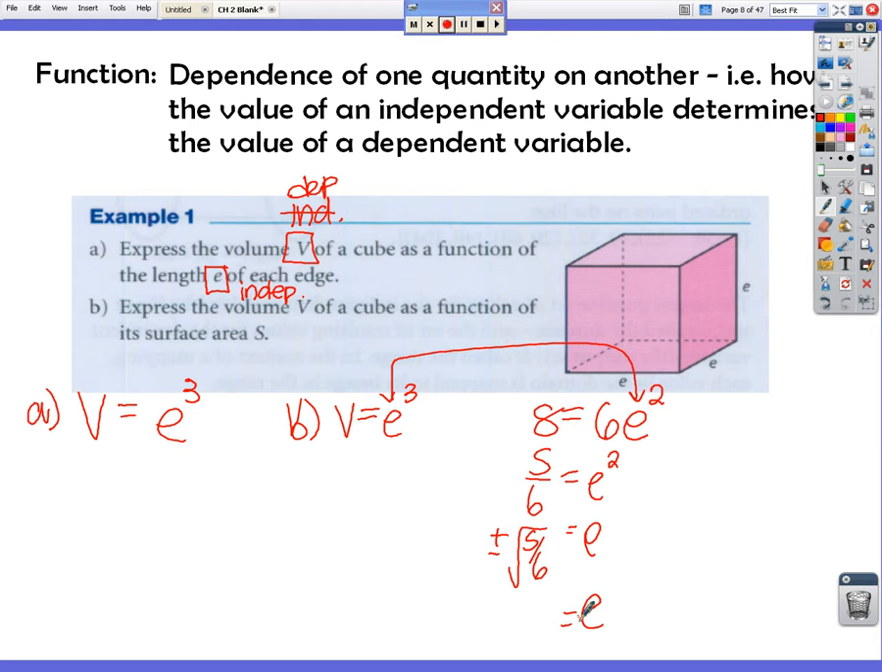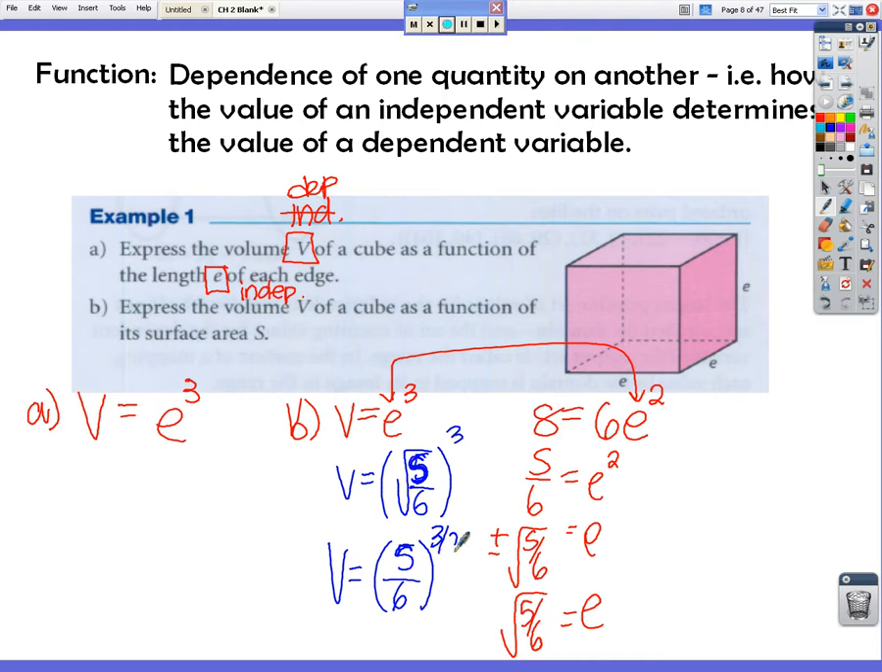But since we are talking about a real-life problem, there's no possible way for the length of the cube to be negative, so I'm only going to use the positive. So I'm going to come back over and find that the volume is equal to the root of, sorry, not 5, S, surface area, over 6, whole thing cubed. And just to make it look a little nicer, I'd rather write it as the surface area divided by 6 to the 3/2 power. So that is the function of volume in terms of surface area.